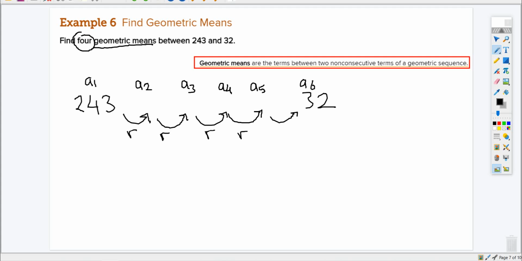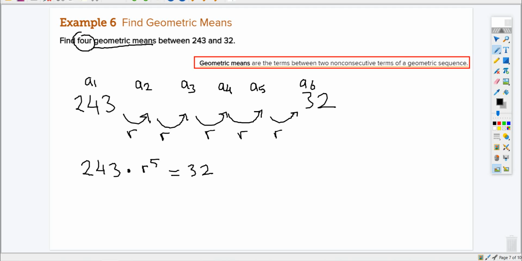So somehow we should relate the 243 to 32 to find the r, so that we can find those a2, a3, a4, and a5. So here's the deal. 243. If I multiply this by r 1, 2, 3, 4, and 5 times, like r to the power 5, because we have 5 common ratios here, the result will be 32.